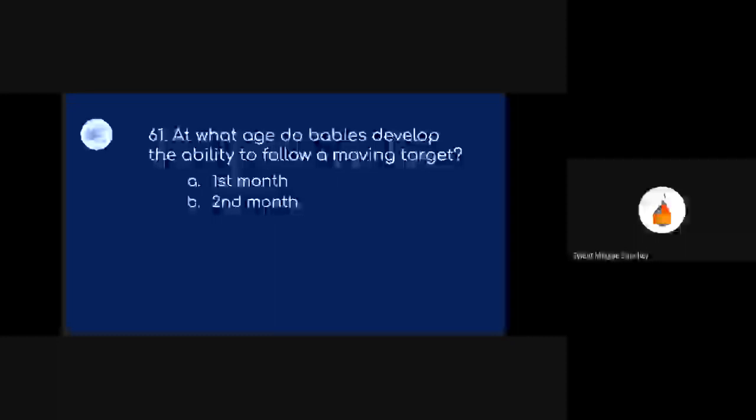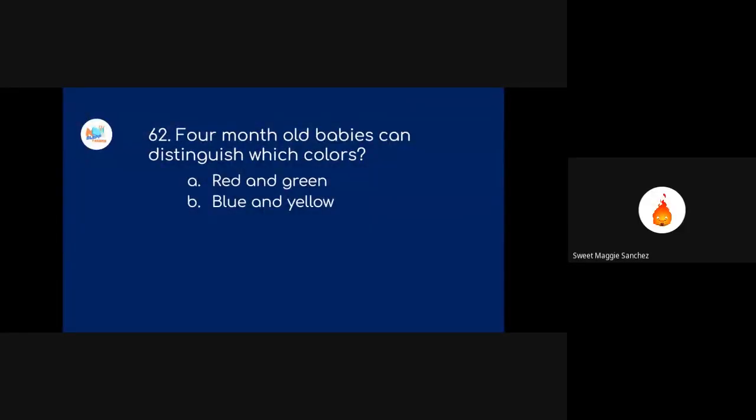Okay, timer stops. Question 62. And this is the final question. 4-month old babies can distinguish which colors. Is it A, red and green, or B, blue and yellow?